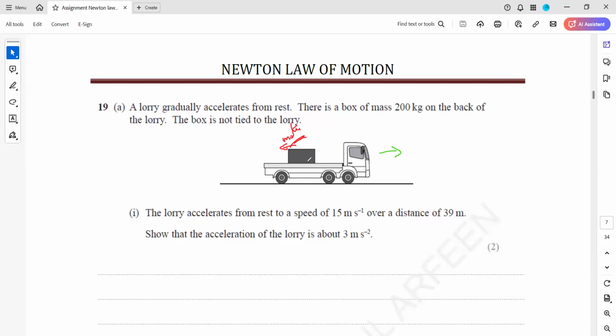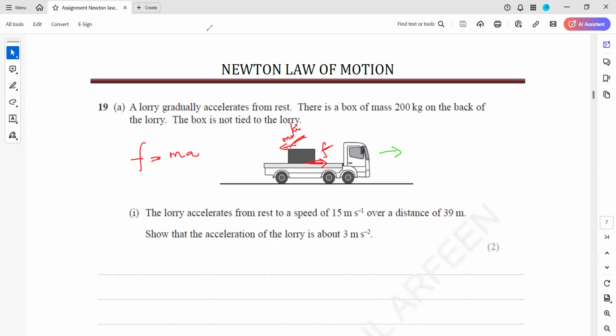So what will happen to the friction? Friction always opposes the motion. So if the box is trying to move backward, what will the direction of the friction be? The direction of the friction will be forward. Is it clear? So the friction always tries to oppose the motion. And here the frictional force is the only force. So the frictional force is equal to MA.